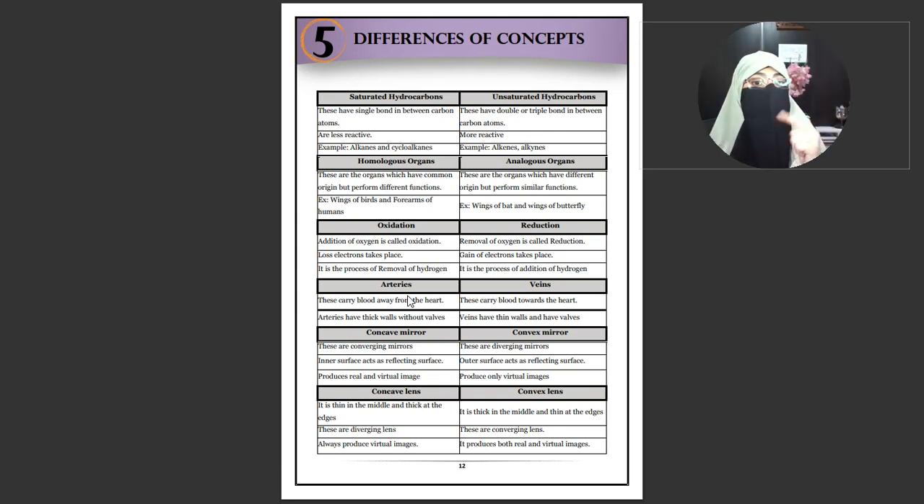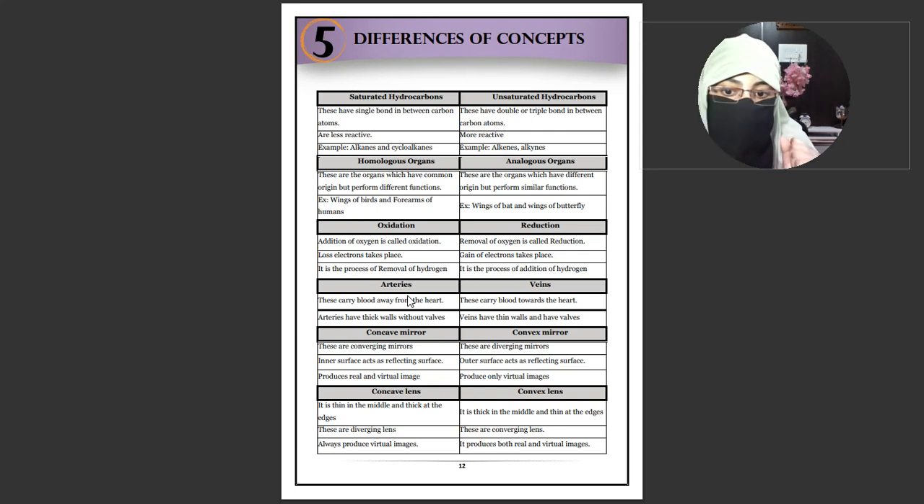And in a convex mirror, the outer surface acts as a reflecting surface. This part is the convex mirror and this part is the concave mirror. So if this part is the convex mirror, right, the outer surface will be called the reflecting surface. So whenever light falls on this surface, this surface will reflect back the light.